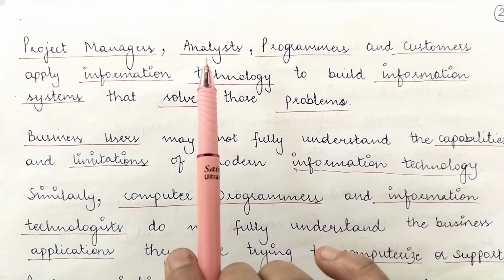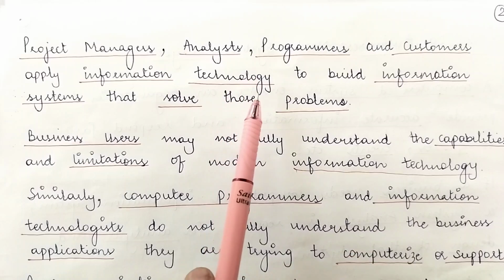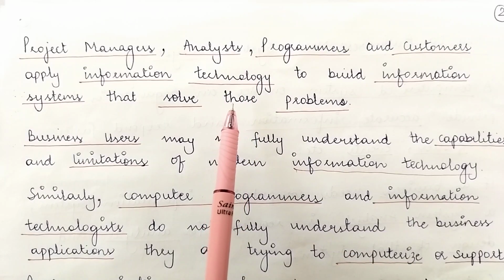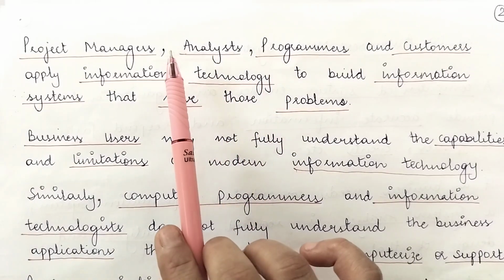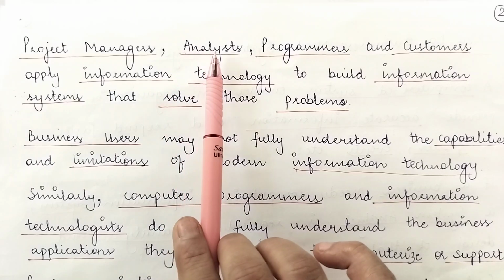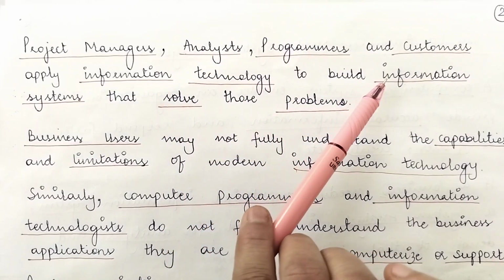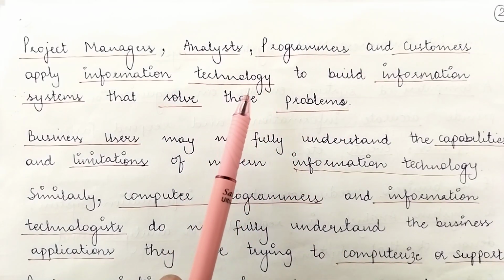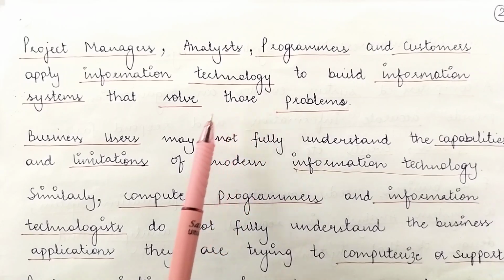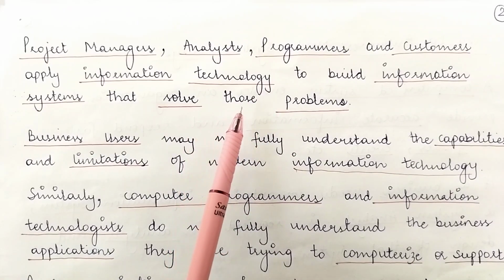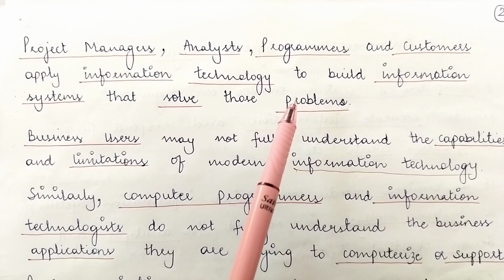You cannot perform without a team. A single person cannot build a computerized system. So you need a team of people. It is the project managers, the system analysts, the programmers, and the customers who apply information technology to build an information system, which would then solve the business problems that the customer had defined.